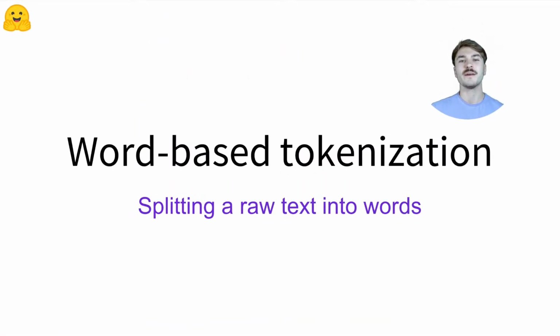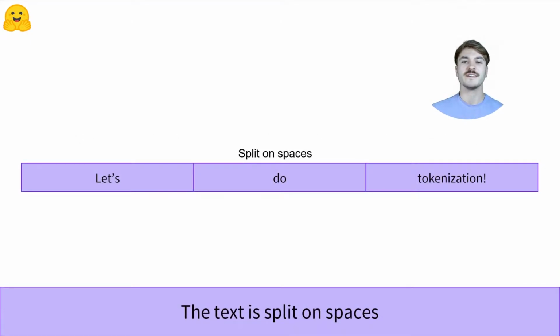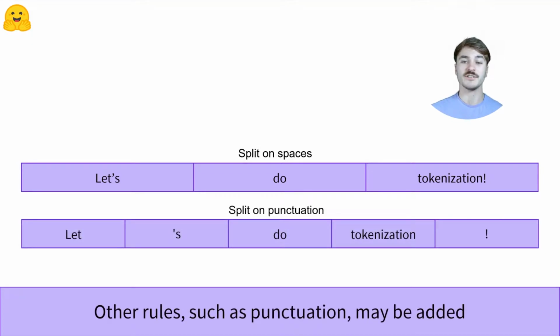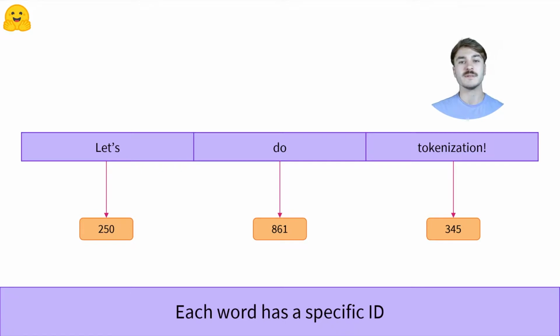Let's take a look at word-based tokenization. Word-based tokenization is the idea of splitting the raw text into words by splitting on spaces or other specific rules, like punctuation. In this algorithm, each word has a specific number or ID attributed to it. Here, let's has the ID 250, do has 861, and tokenization followed by an exclamation mark has 345.